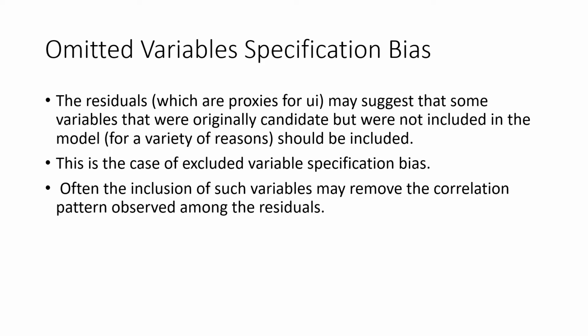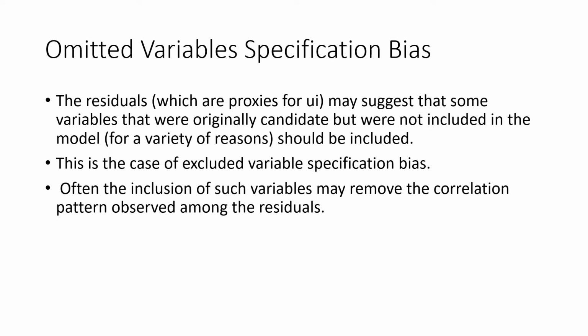Next, we have omitted variables specification bias. In your model, if you are not including one of the important variables that influence your dependent variable, you are not taking that independent variable in your model, then that means that this particular important variable which you have omitted is actually captured by the residual or the error term. That means that the residuals may suggest that some variables that were originally candidates but not included in the model should be included. So this is a specification bias, where you have excluded one of the important variables and you have run a wrong model.